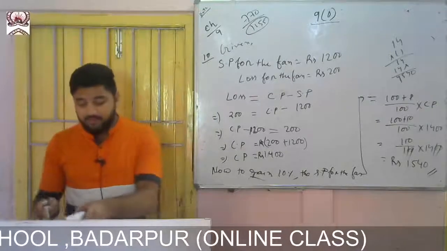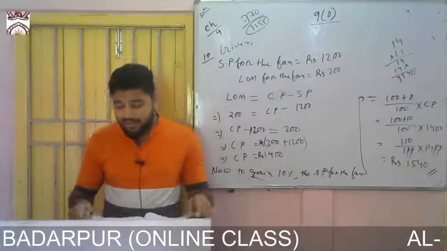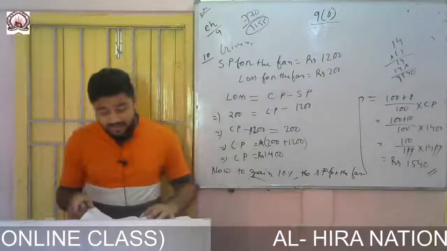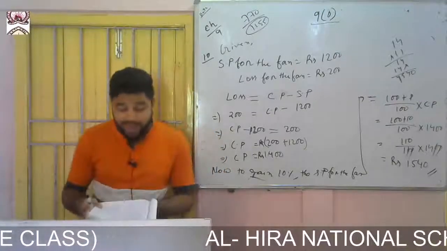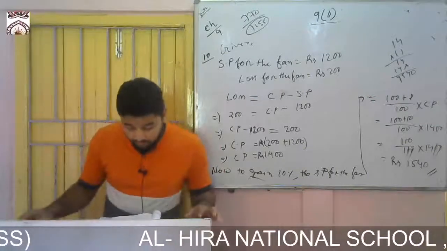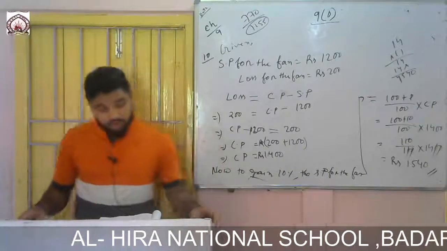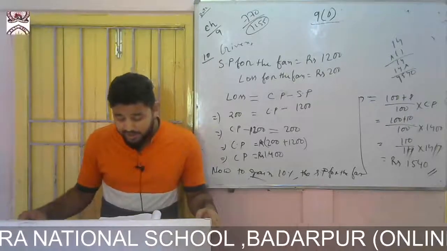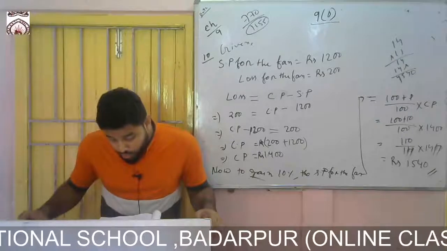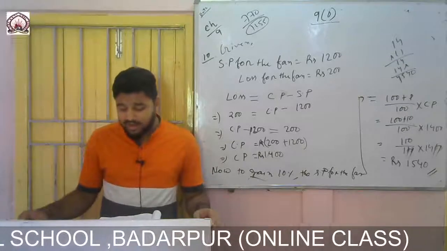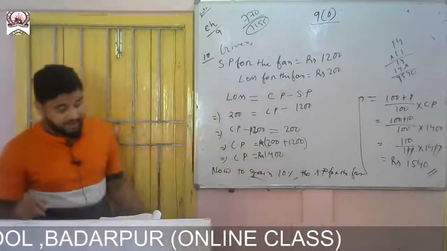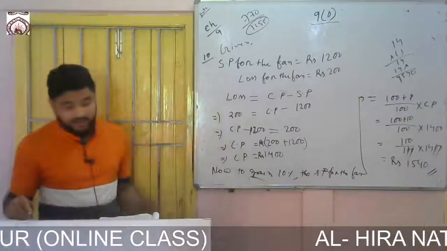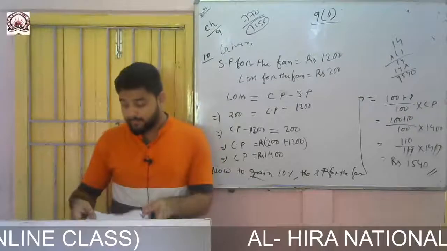A shopkeeper buys at rupees 50 per ream. At what price per quire should he sell to gain 20%? It is almost the same. Only one thing is given: one ream equals 20 quires. It is very easy.